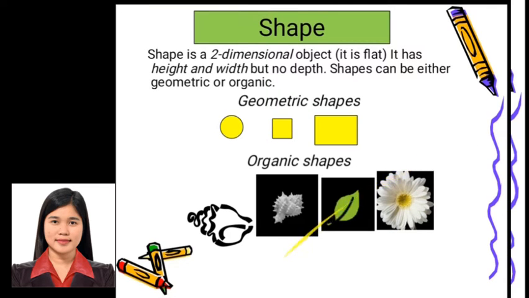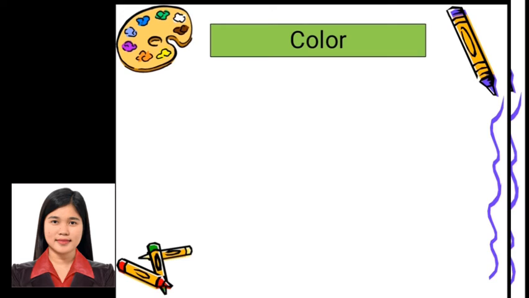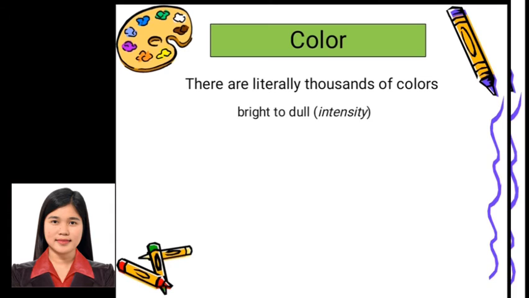After the shape, we have here the color. Color is everywhere. In our clothes, the sky, trees, flowers, billboards designed to attract our attention, on the web, and on television. There are literally thousands of colors, from bright to dull, or what we call intensity, and light to dark, or what we call value.